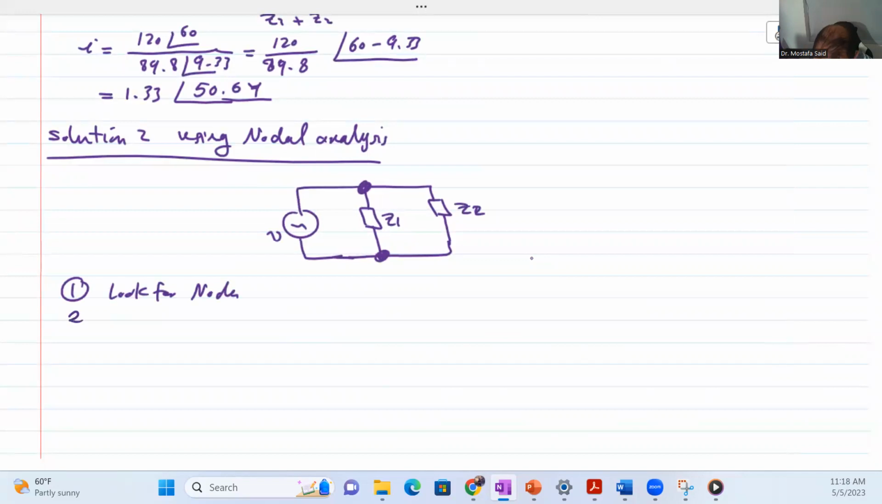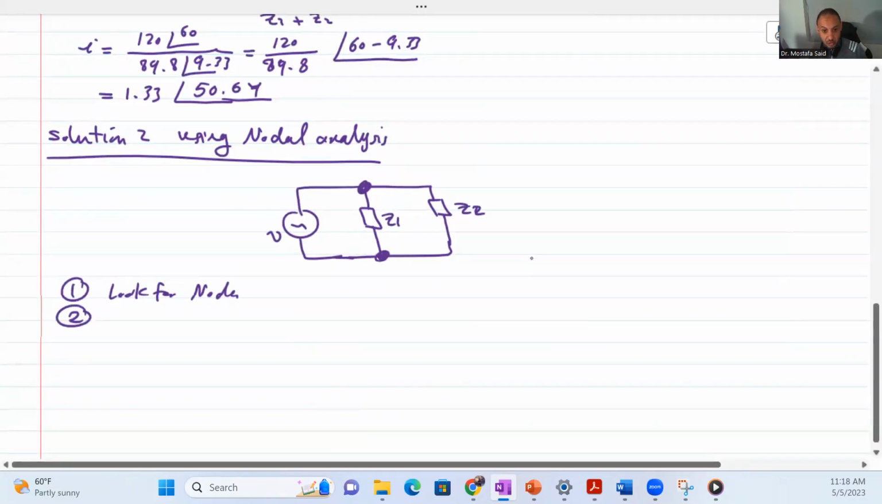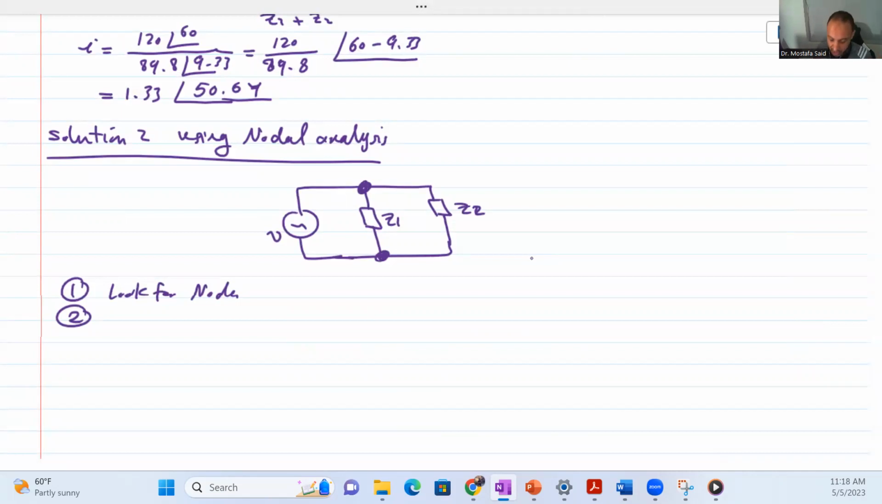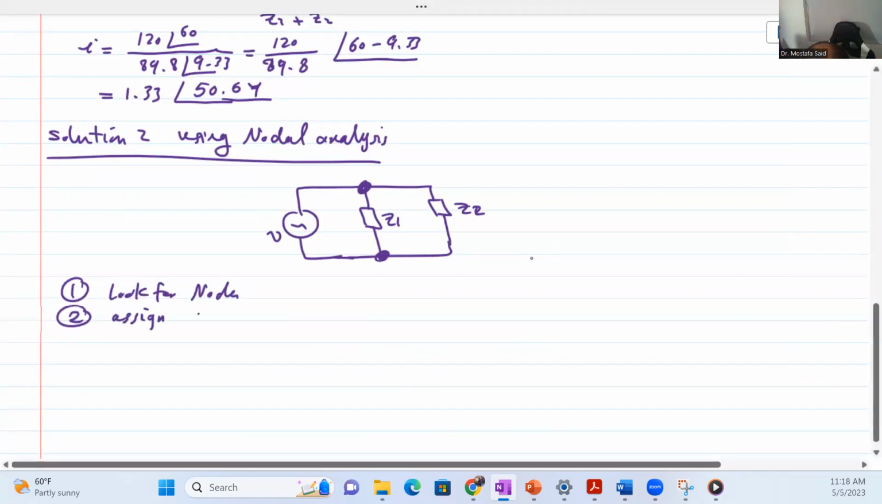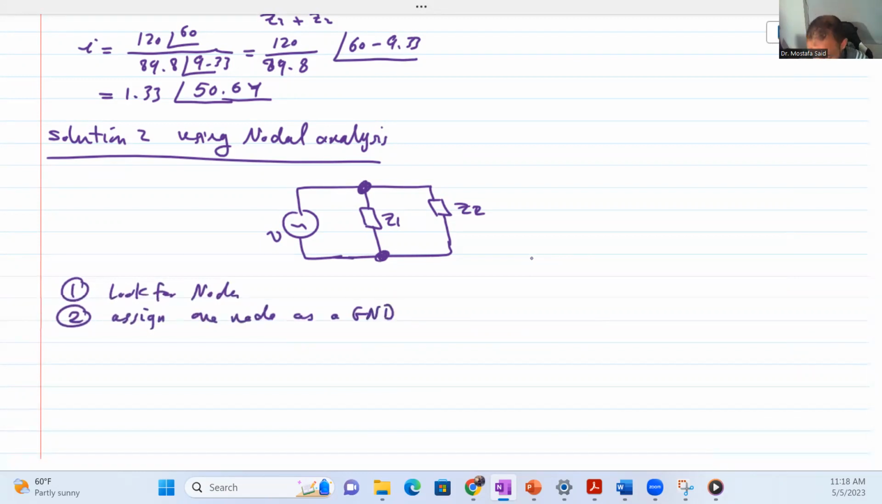That's good. Number two, assign one of the nodes that you find as a reference, and our reference is usually ground. So assign one node as a reference, which is basically the ground. You can use this one at the top, or you can use this one at the bottom. The voltage at the point will be different, but the voltage differences and the current will be the same. So we usually go with the bottom as the ground. Again, you can do the opposite, that's fine. And we're left with one node only, this node. Let's call it V1, okay? Because our source is V.